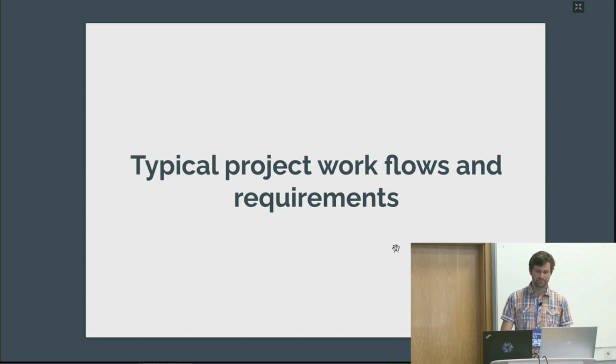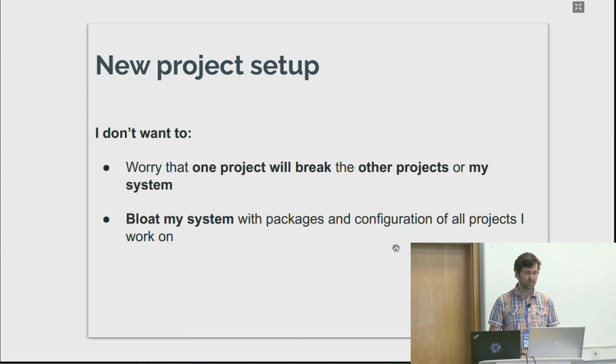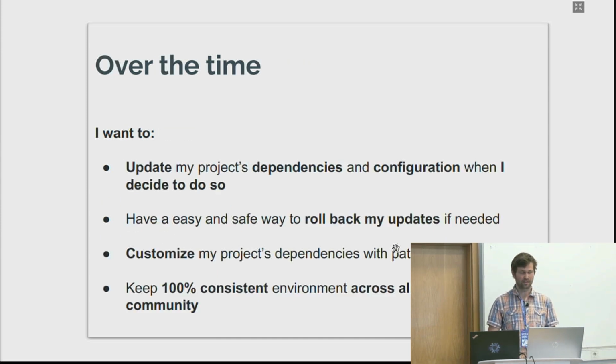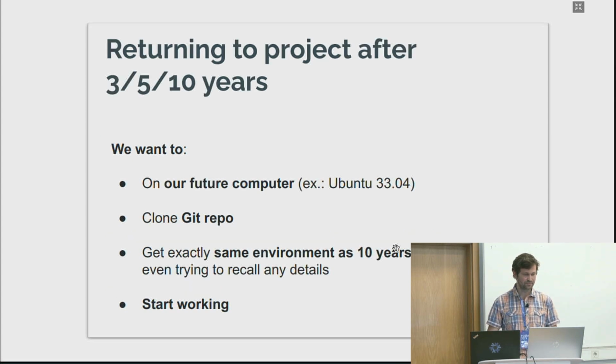So this is a typical project setup and requirements. I want to pick up my machine, initialize a Git repo, get project dependencies, and start basically working. I don't want to bloat my system and break other projects. And over time, I want to update my dependencies with configuration, roll back my changes, customize with packages, with patches, and yeah, I want to skip some other slides.